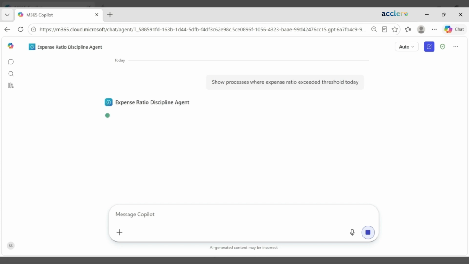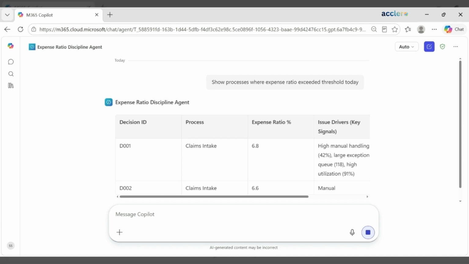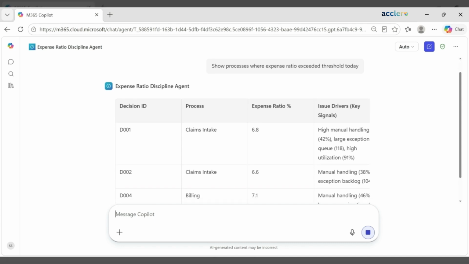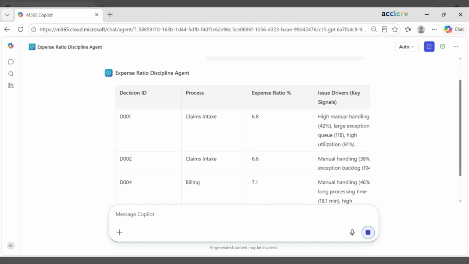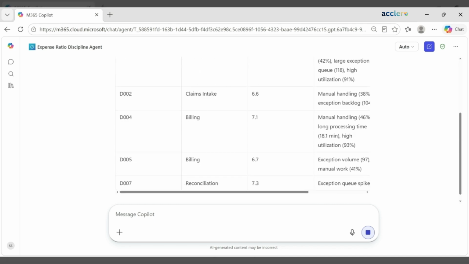Here I asked the agent to show the processes where the expense ratio exceeded the threshold today. Here the agent identifies the processes where the expense ratio has already breached the threshold today.